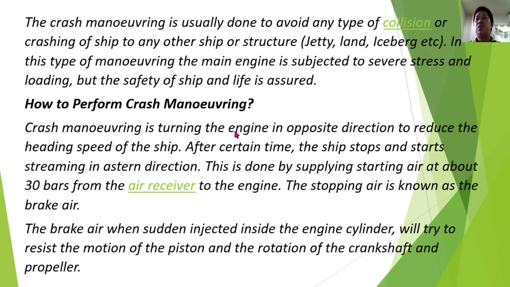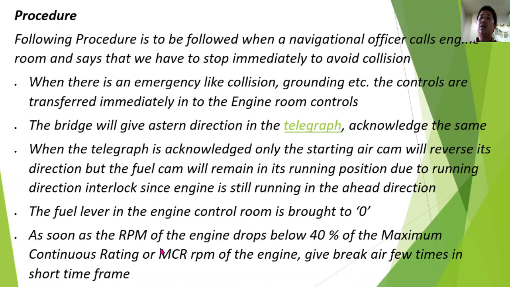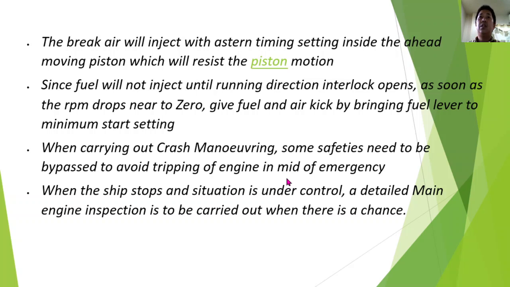So how to perform crash maneuvering? Crash maneuvering is turning the engine in the opposite direction to reduce the heading speed of the ship, meaning the forward, high speed of the ship. After a certain time, the ship stops and starts steaming in a stern direction. This is done by supplying starting air at about 30 bars from the air receiver to the engine. The stopping air is known as the brake air.